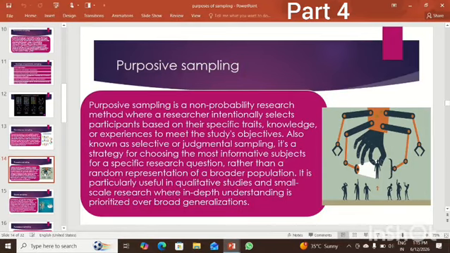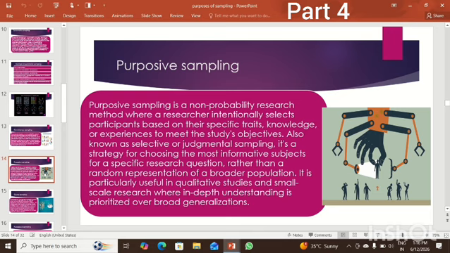After convenient sampling, our next sampling method is purposive sampling. Purposive sampling is a non-probability research method where a researcher intentionally selects participants. This is not on the basis of convenience. There are some intentions. The researcher selects participants based on their specific traits, knowledge or experiences to meet the study's objective. There is a purpose of selecting that particular person, their traits, their knowledge, their experiences, to meet the study's objective.